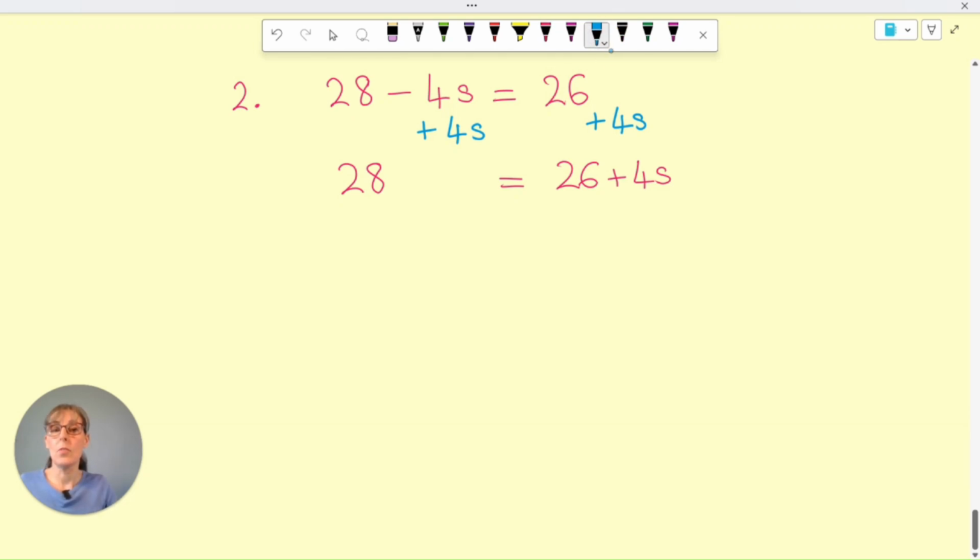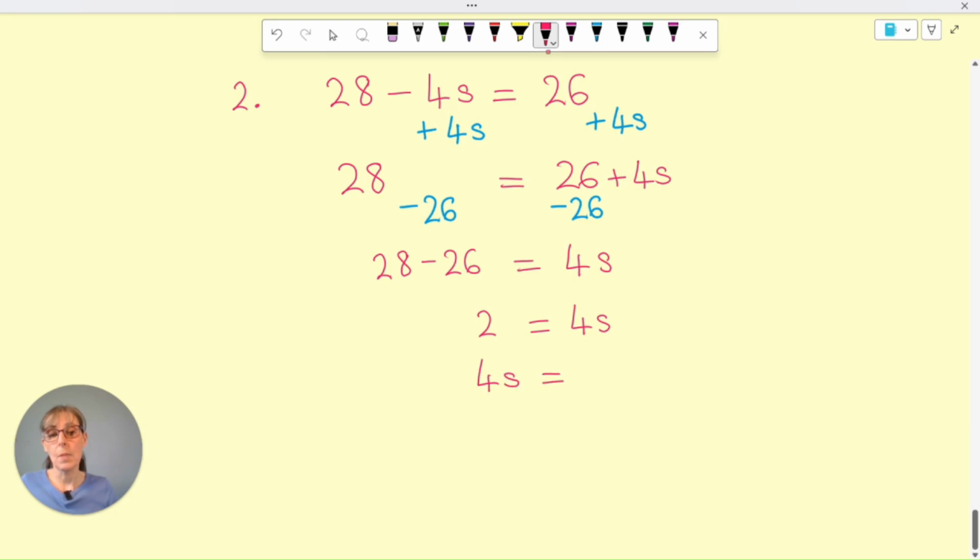Now, I want the 4s by itself, so I'm going to sort out this 26. Because it's a positive 26, because it doesn't say negative, I've got positive 26, take away 26. 26 take away 26 is 0. But what I do to one side, I have to do to the other side. So now we've got 28 take away 26 is equal to 26 take away 26 is 0, 4s. 28 take away 26 is 2. 2 equals 4s. I'm going to turn it around the other way because I like to have the variable on the left and I like it to be positive.